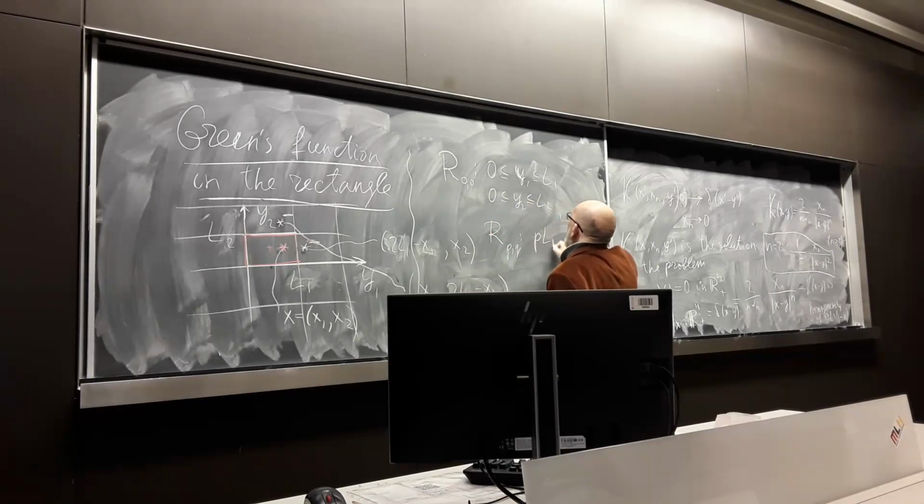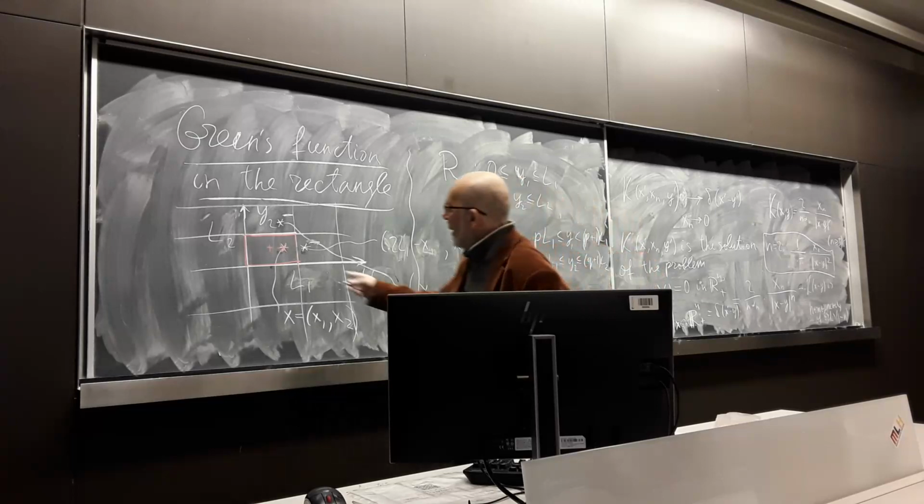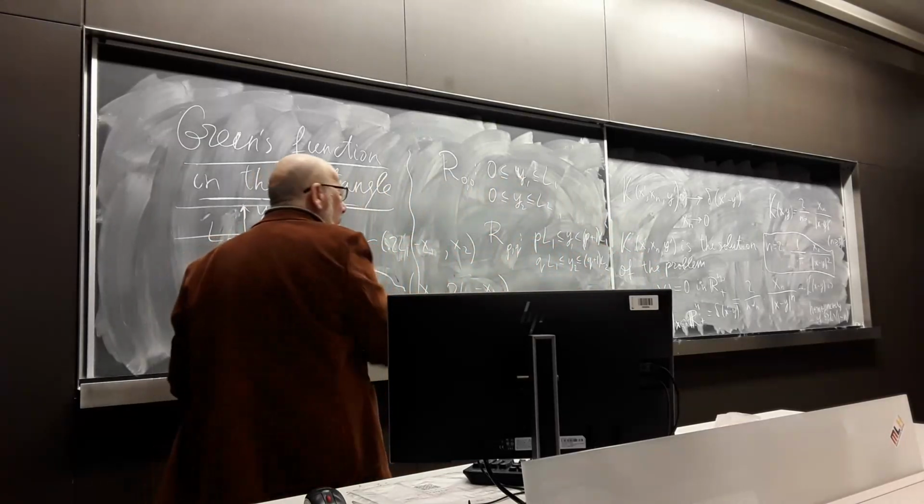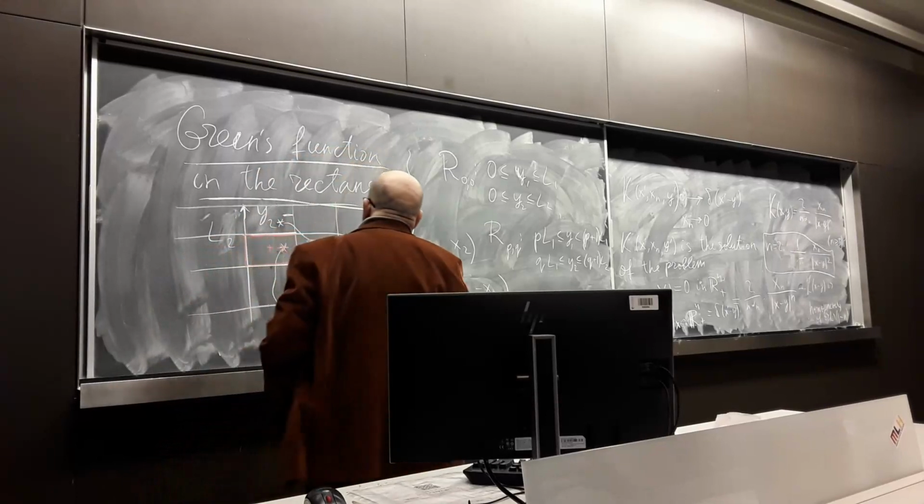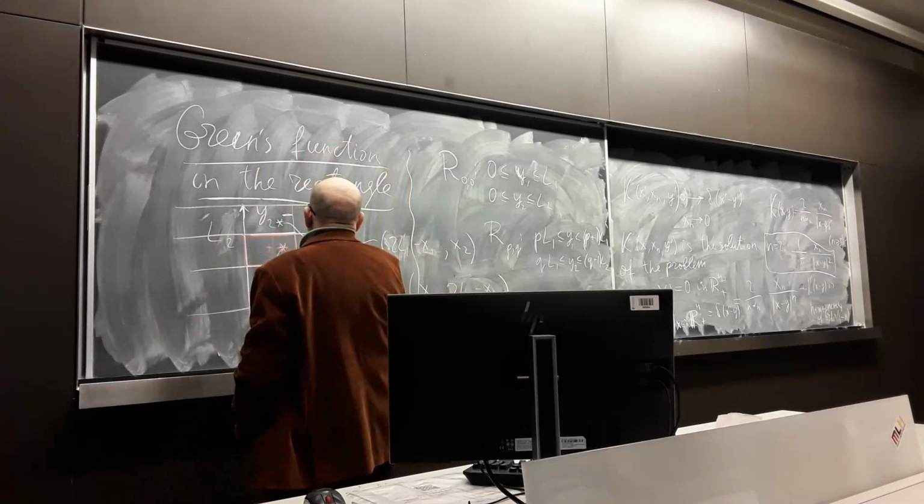P L1 less than y less than P plus 1 L1, Q L1 less than y2 less than Q plus 1 L2. So each rectangle here has two indices, P and Q. And in each rectangle, we put a point.